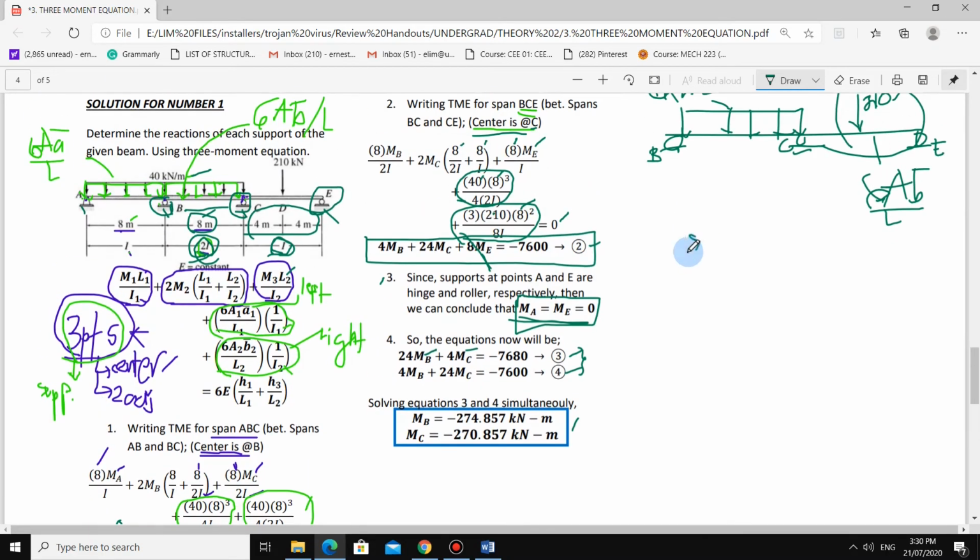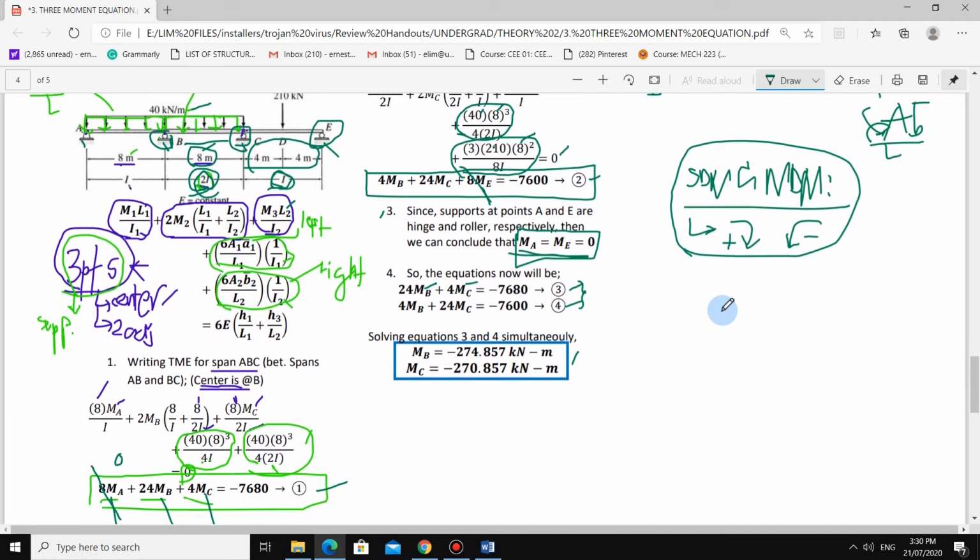So sa SDM and sa MDM, so with regards to the sign convention, tama. Na ang atong naibalan gyud sa SDM ug sa MDM is kung ang moment is clockwise, then that is positive. Then kung ang moment is counterclockwise, then that is negative. So mao na ang sign convention for SDM and MDM.